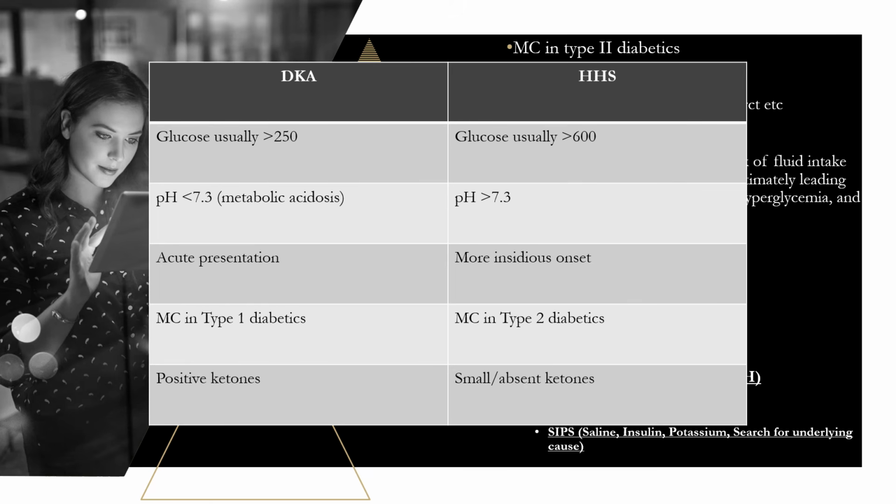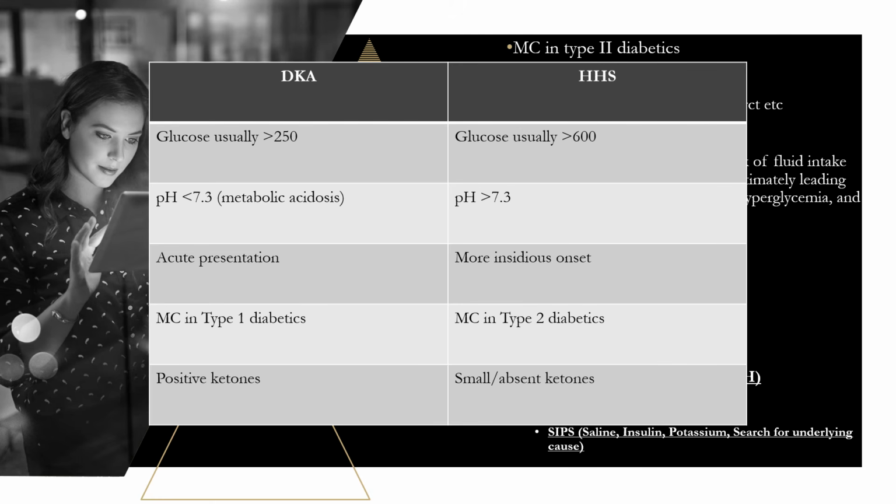So in DKA, their blood sugar isn't always extremely high. It's normally over 250, but you're not normally going to see it in really, really high levels. That's more in HHS patients, though, you're going to see over 600. The other big one, if you're not going to remember anything else, remember that DKA patients are almost always in an acidotic state. Metabolic acidosis, the pH is going to be less than 7.3, whereas HHS patients are not. Their pH is normally normal. It's greater than 7.3, and a lot of times it can be within the normal range.